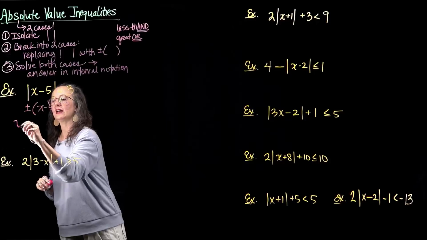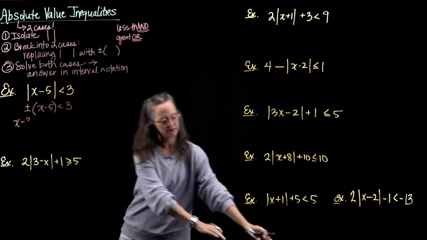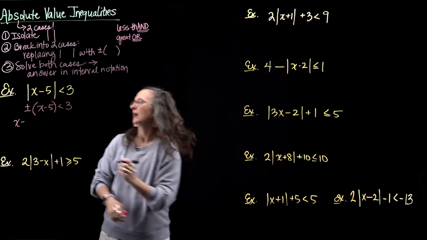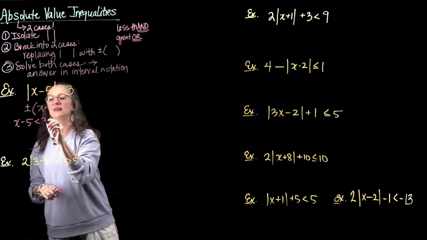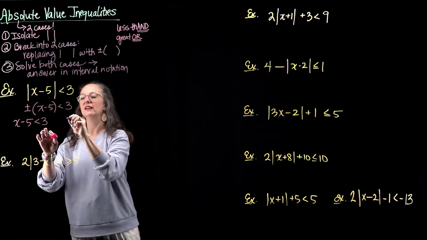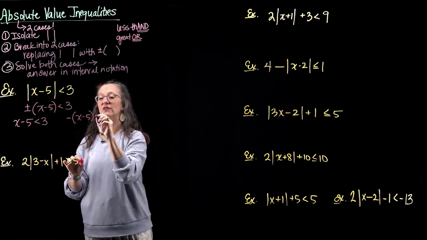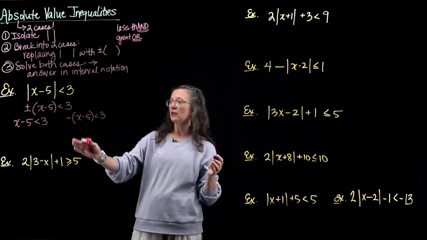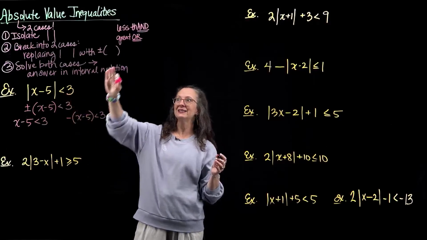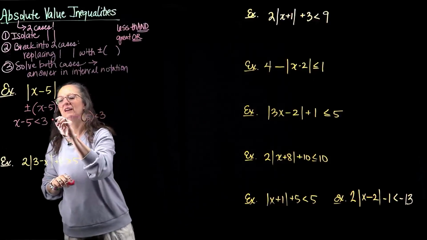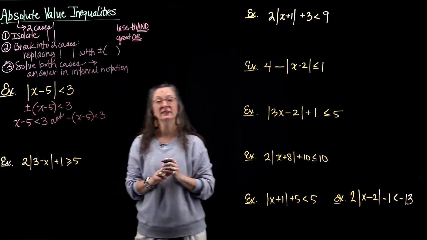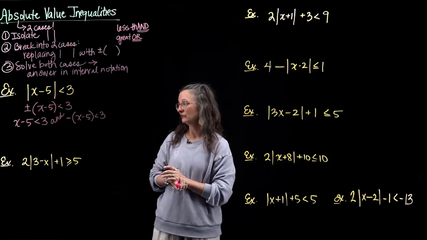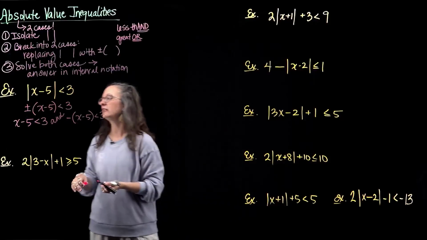So positive of x minus 5, less than 3. All right. x minus 5 less than 3. And then I have negative of parentheses x minus 5 less than 3. And in between the two of them, I have a less than. So less than, we're going to write the word and. And it's going to change how we interpret our answer. All right, let's solve both of these inequalities.